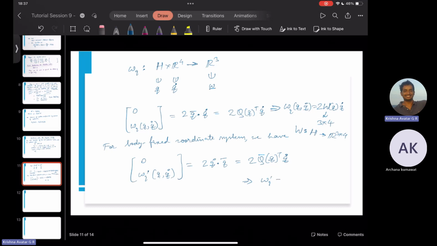Space, so to speak. In this case, we have that Q dot is equal to 2 times the representation of W in, so to speak, the body fixed coordinate system, times Q dot, right? And this is also a function which maps from the quaternion space to a matrix of size 3 cross 4. Right?